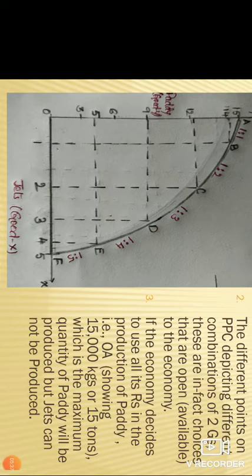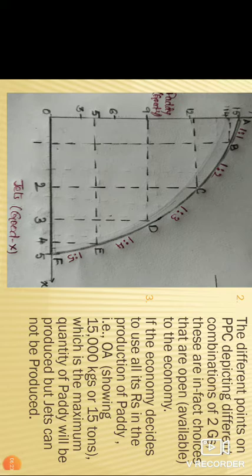Whereas in the present combination C, we are sacrificing 2 tons of paddy and getting just 100 jets. The increase in jets is only 100, whereas paddy has decreased by 200. So the movement from B to C is sacrificing 2 tons of paddy and gaining 100 jets. Moving from B to C, we are sacrificing 2 and gaining 1, so the ratio is 1 is to 2.